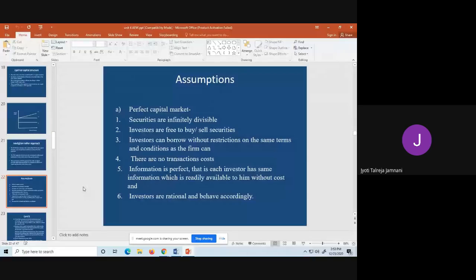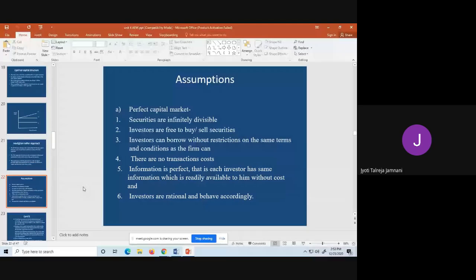What are securities? Securities are shares, and they say shares are infinitely divisible. Infinitely divisible means you can divide them into decimals also. Can you buy 0.5 shares? Yes, no.